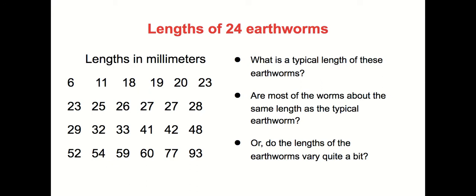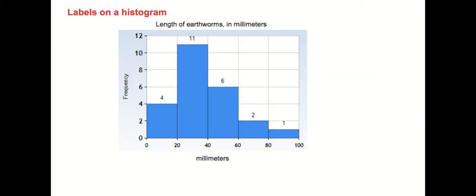We have an example of a survey of the lengths of earthworms, and here's data on 24 earthworms. We have some statistical questions we'd like to answer, such as the typical length of them, are they all about the same length, and so on. And it's hard to answer this just looking at the numbers. It's better if they're in some kind of a data display, such as a histogram. So here we have the histogram.